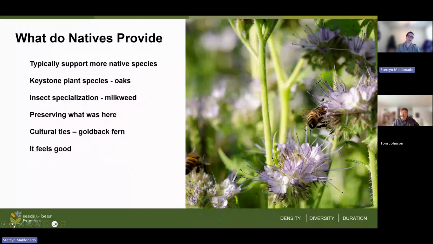Typically, native plants support more native species than non-native plants. Not all natives are going to support all native animals or insects. There are some that are called keystone plant species. These are plants that support a huge variety of insects, birds, maybe other kinds of larger animals. These are plant species that make a big impact on their environmental community.